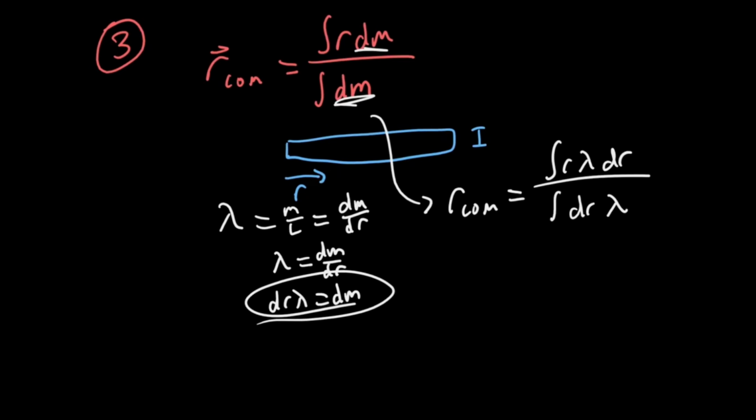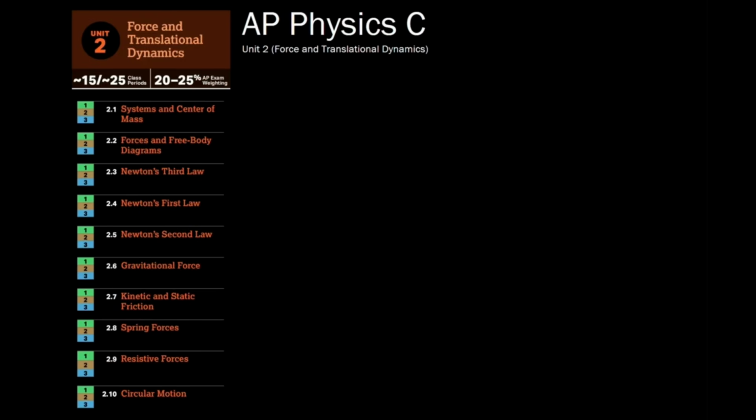The problem may state that lambda is equal to something like beta r cubed. In that case, you'd simply substitute this in and solve the integral. And that's all you need to know for center of mass for AP Physics C. Okay, now we're going to discuss Newton's laws.